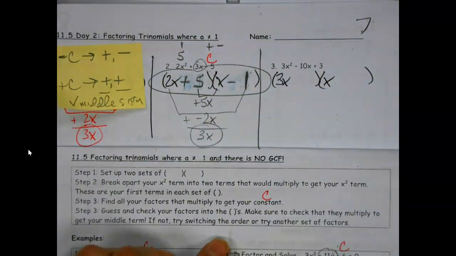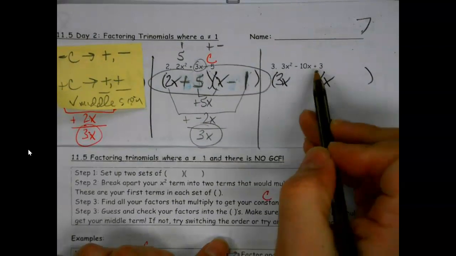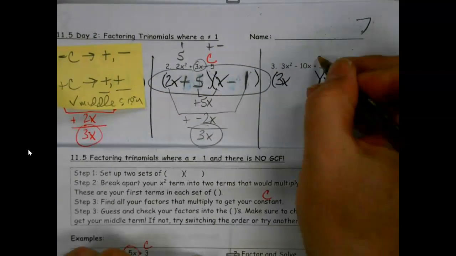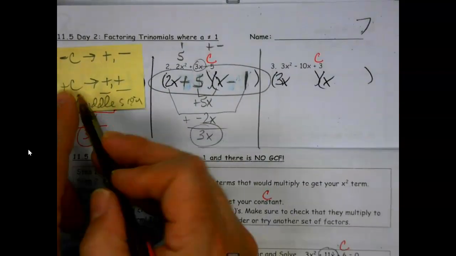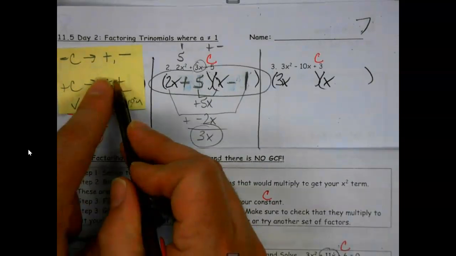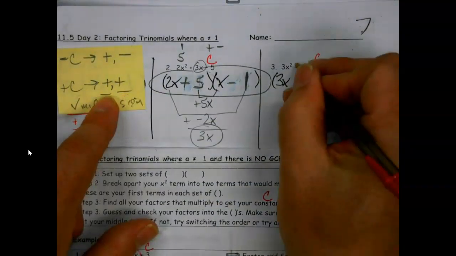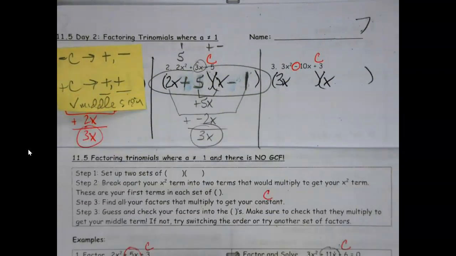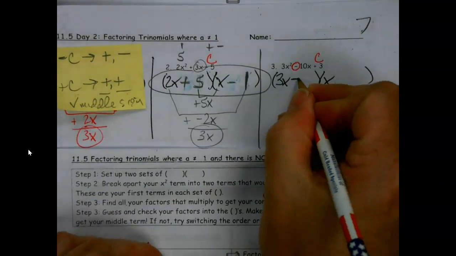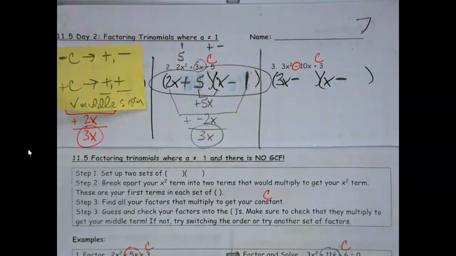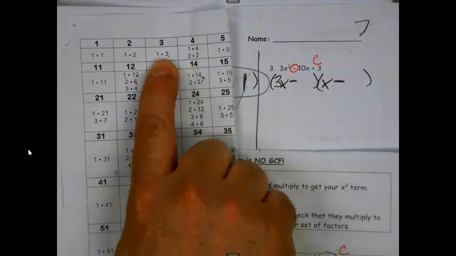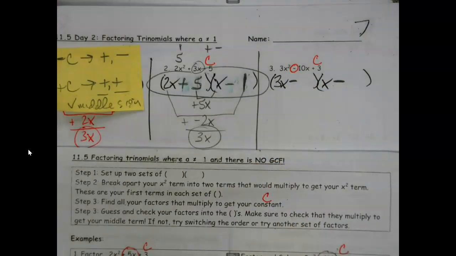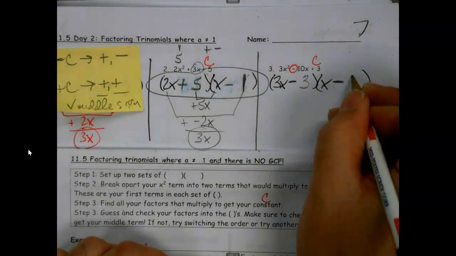So here, since my C value is positive, both my signs could be positive, they both could be negative, but the middle sign will tell me which one. That actually just made life easier. I'm not going to have to worry about flipping signs around. And so I look, and I'm like, well, 3 and 1 are your only options. So again, if I do 3 and 1, let's say.